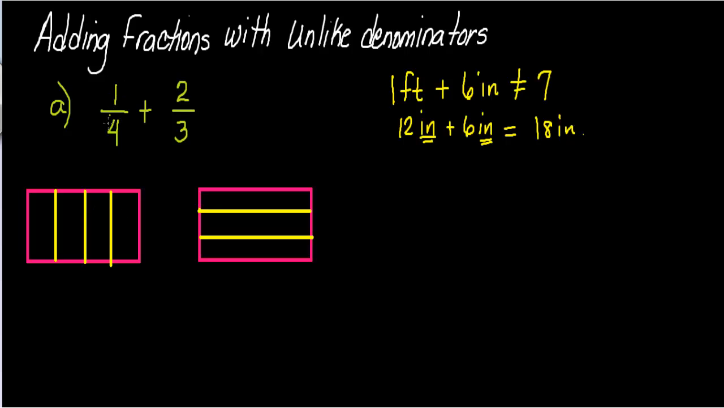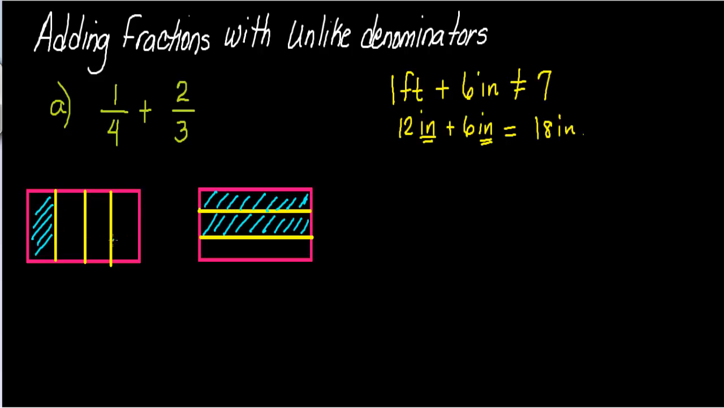1 out of 4. If I want to shade in what 1 out of 4 is, that would represent this piece here. And I'm trying to add that to 2/3. So 2/3 would be 1/3, 2/3. This piece here, you see already I wouldn't be able to add this together. I don't know, because they're different sizes.